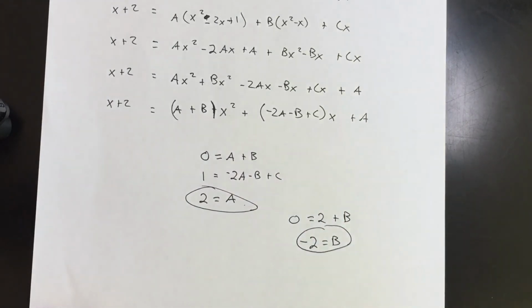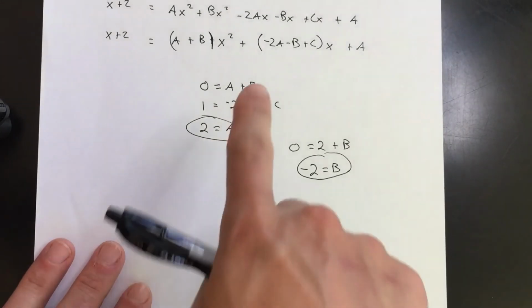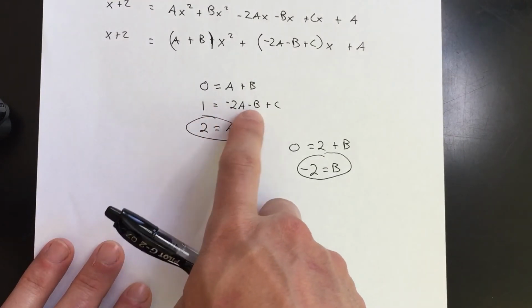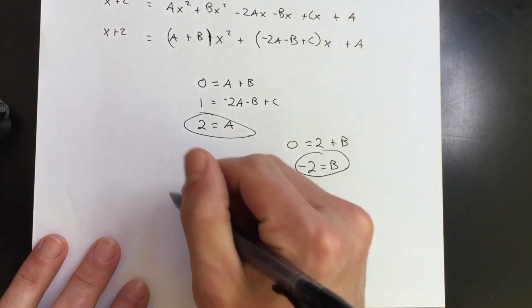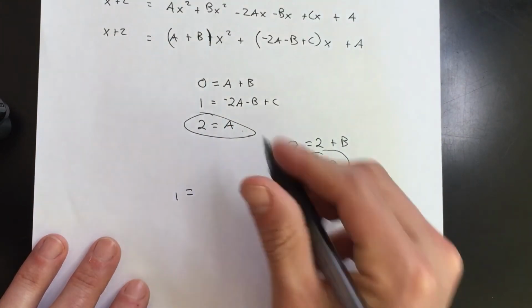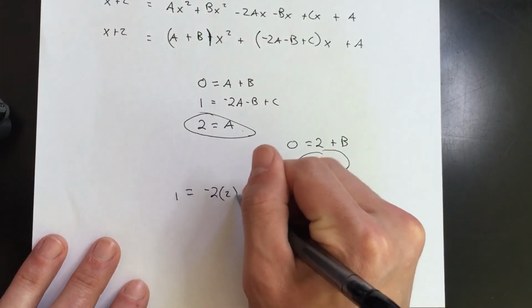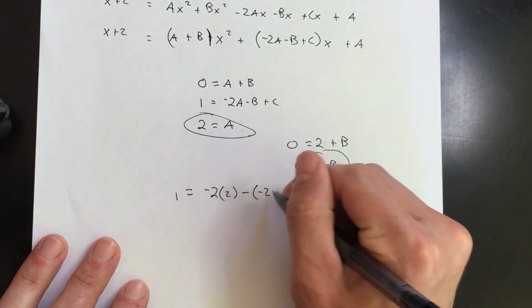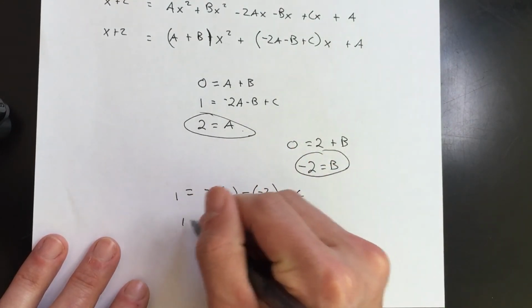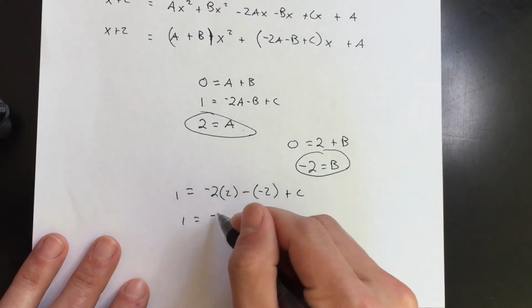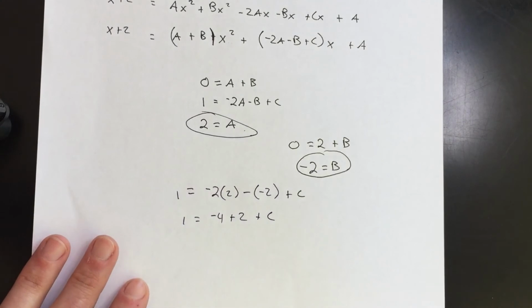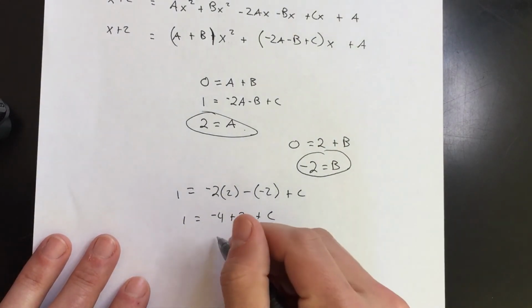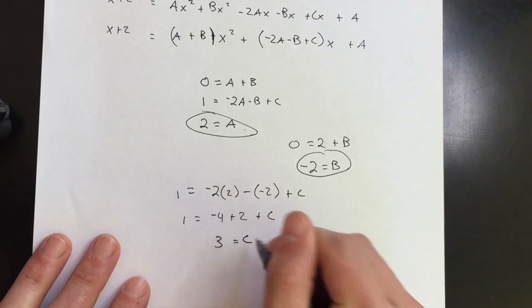negative 2 equals B. Now I'm going to use my equation right here, 1 equals negative 2A minus B plus C. We'll substitute our A and B terms and solve for C. 1 equals negative 2 times 2 minus negative 2 plus C. Simplifying, we get negative 4 plus 2 plus C, and now we can solve. Combine my like terms, move my constants to the left, we would get 3 equals C.